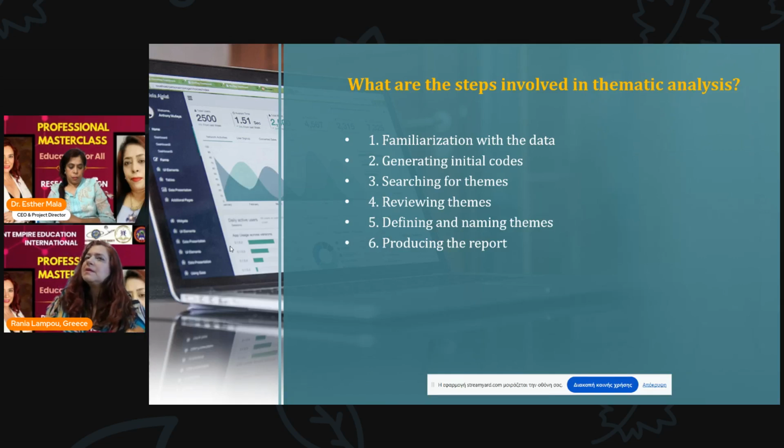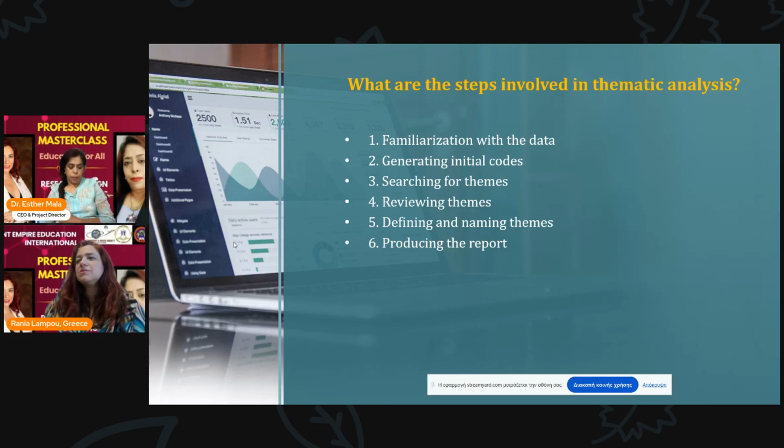Fifth, define and name themes. Clearly define what each theme means and why it's important. So describe the essence of each theme, determine subthemes if applicable, and assign concise, informative names to each theme.